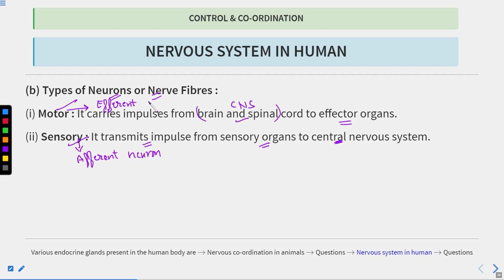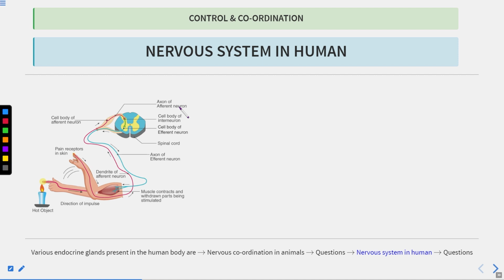This is known as the efferent neuron. Okay, this is clear. Now this is an image showing you the efferent as well as the afferent neuron, or you can say the sensory neuron or the motor neuron. So these are the afferent neuron.